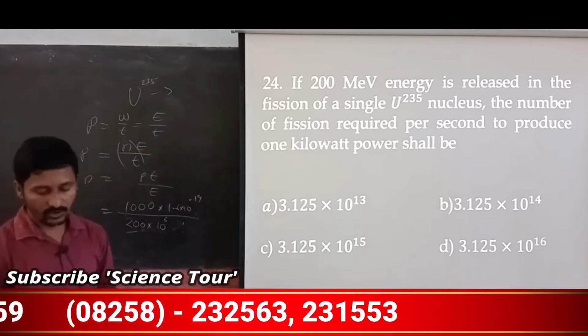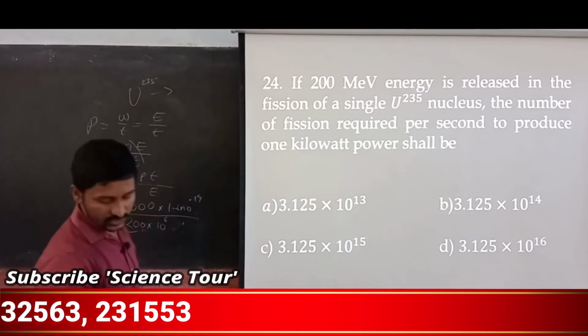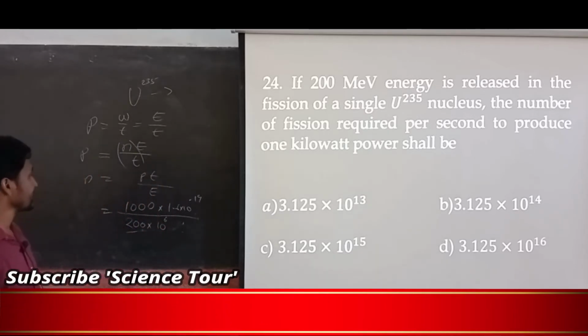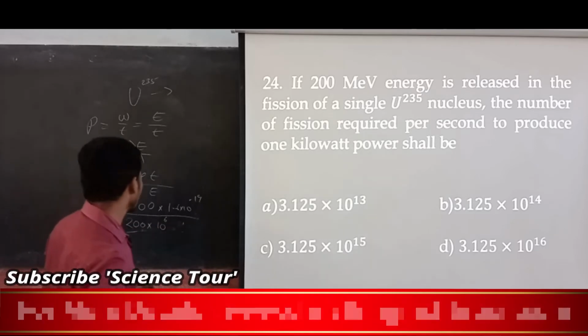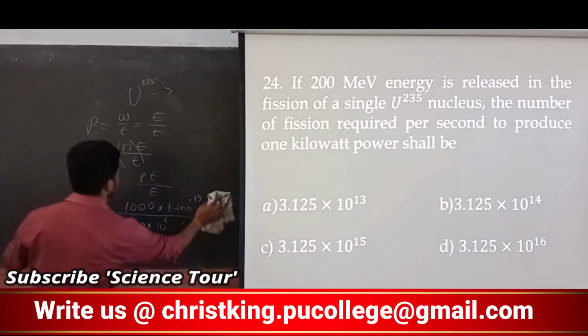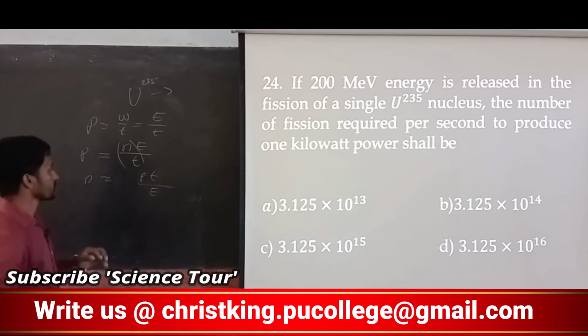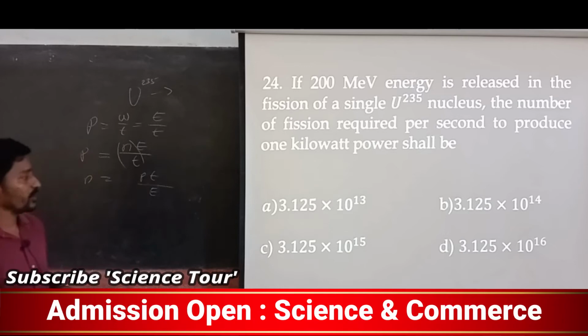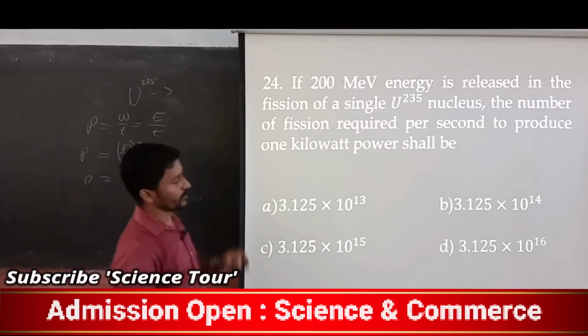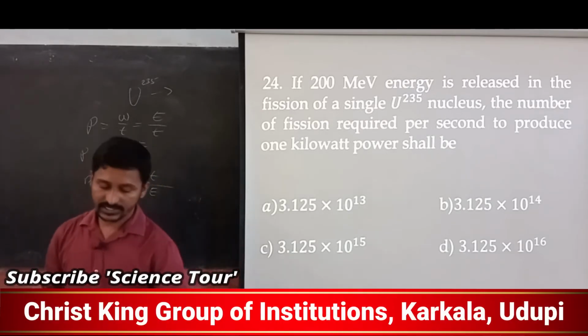So N is equal to 1000 divided by 200 into 10 to the power 6 into 1.6 into 10 to the power minus 19. You have to multiply, and you are going to get the answer 3.125 into 10 to the power 13.